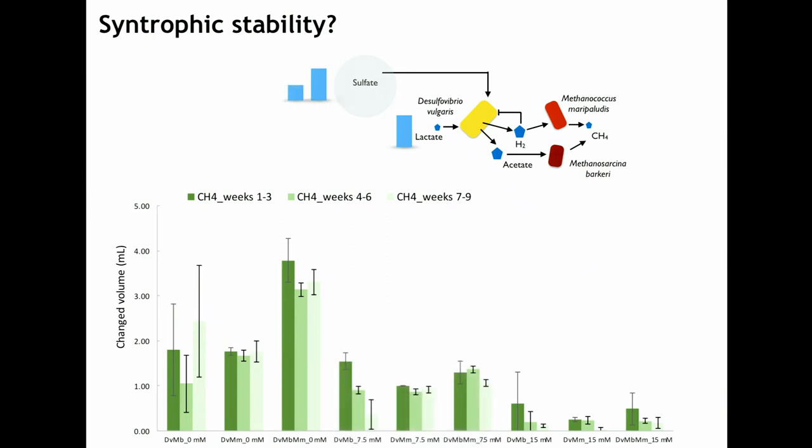But in the middle levels of sulfate, so this is now stoichiometrically half of the sulfate that you need to respire all of the lactate, you still see some maintenance. So the methanogens can be sustained in the system when this is happening. But interestingly, only the hydrogen-based methanogenesis can be sustained, and the acetate-based syntrophy is not able to sustain itself. We don't understand all that is going on here. There is a very good increase in methane production in the absence of sulfate that we don't see in the presence of half sulfate. We're trying to understand that currently.